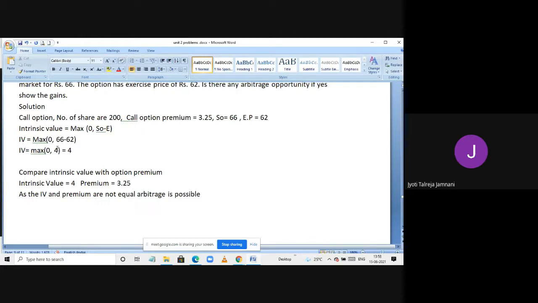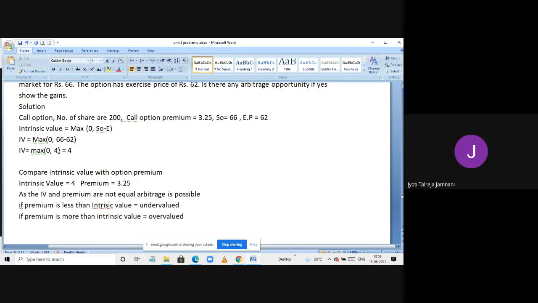value of option. So I will just write here for only the first problem. I'm writing this. If premium is less than intrinsic value, the option is undervalued. Premium is more than intrinsic value, the option is overvalued.